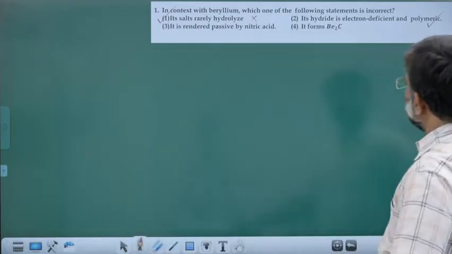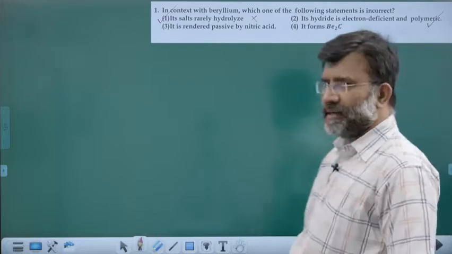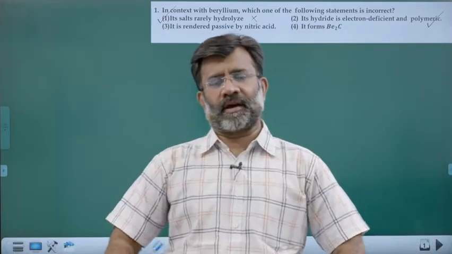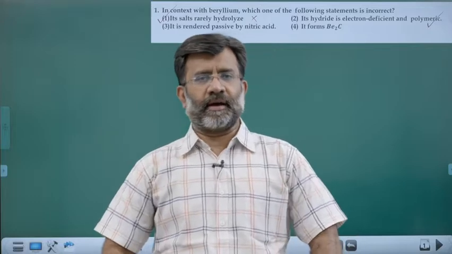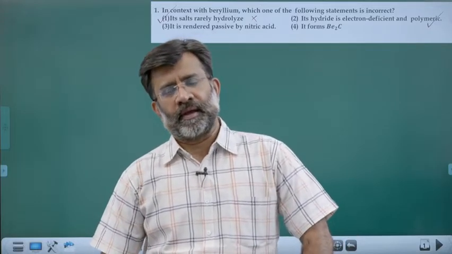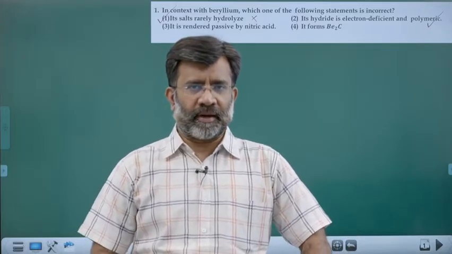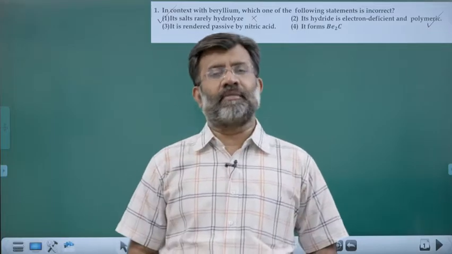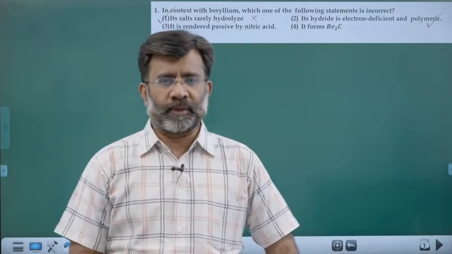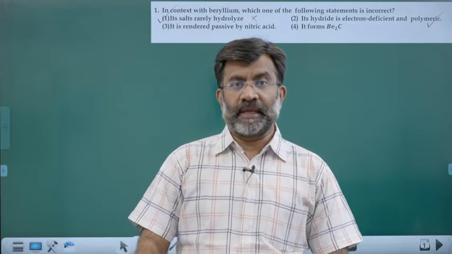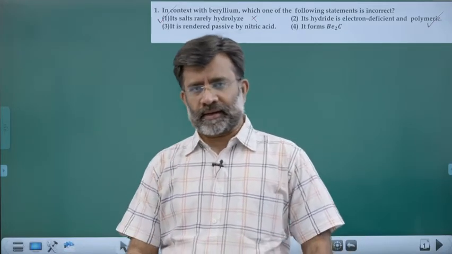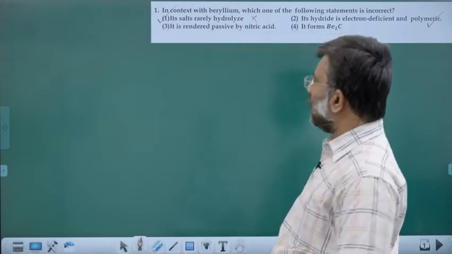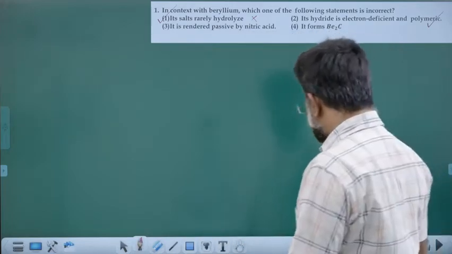And fourth one, it forms beryllium carbide. Yes, it forms beryllium carbide and the carbides are methanides in nature like aluminium carbide. Aluminium carbide, beryllium carbide, that's a typical example for the diagonal relationship. They give methane gas upon hydrolysis. So the correct answer is option 1. Okay. Next question.